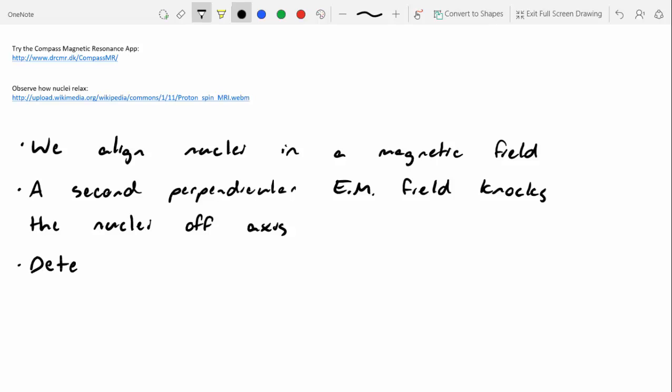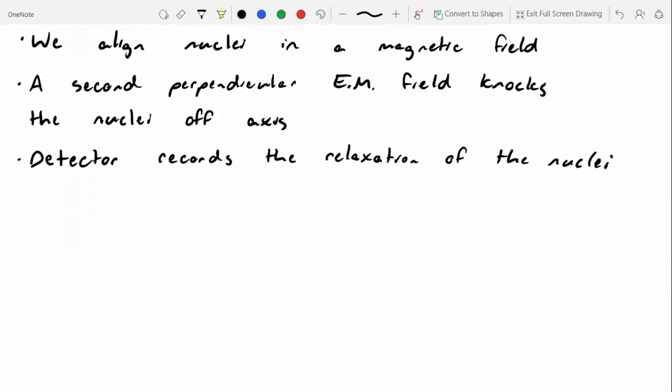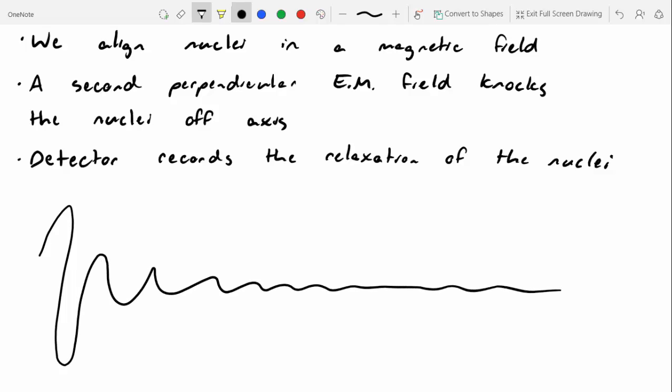A detector records the relaxation of the nuclei. So let's think about it. If we try to record the relaxation on a 2D graph, because we don't really have 3D graphs, essentially what will happen is it will be off axis and then it will start relaxing back into plane. So do you guys remember that 3D thing? As it whips back, it's going back into field.